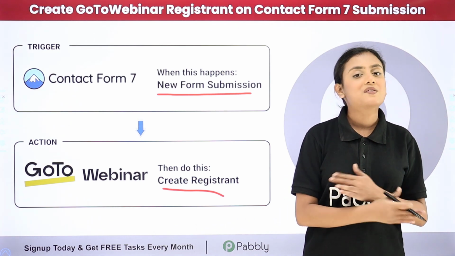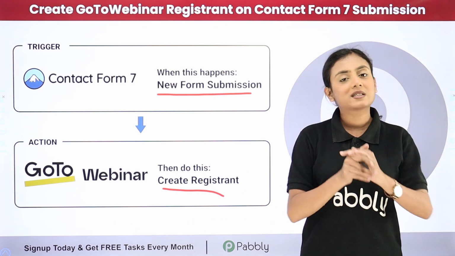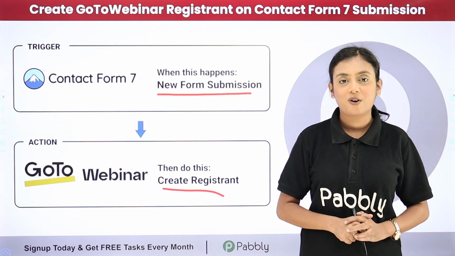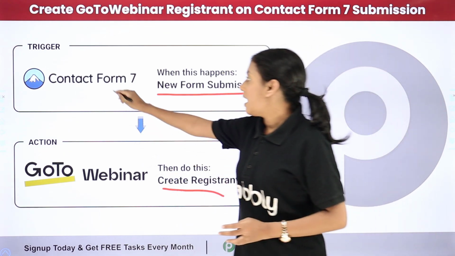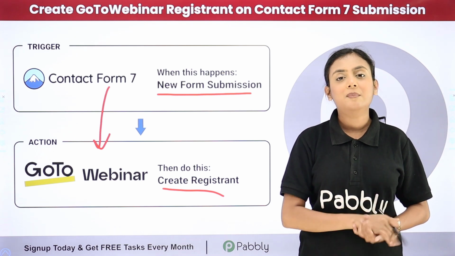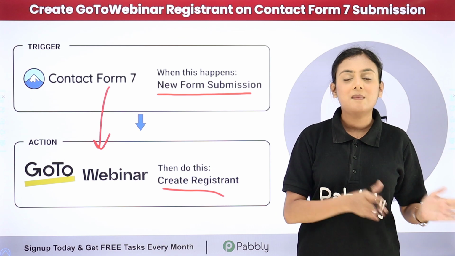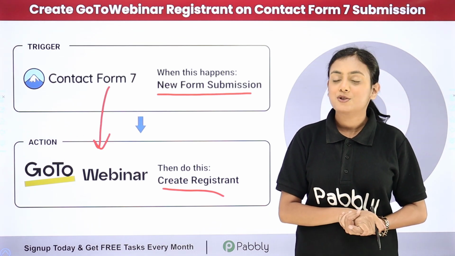So what I've done is I've simply automated this entire process with the help of Pabbly Connect, which is an amazing automation and integration software. And in this automation, I'm going to build a connection between Contact Form 7 and GoToWebinar with the help of Pabbly Connect. So if you also want to learn about this amazing automation process step by step, let me take you to my screen.